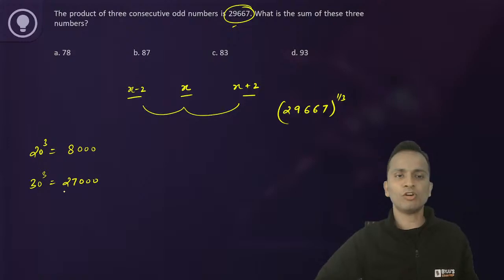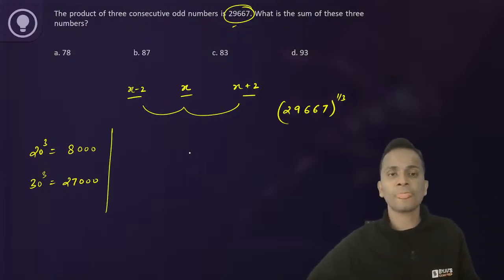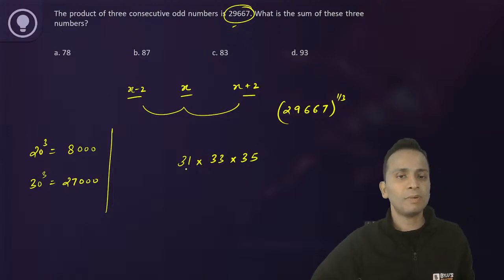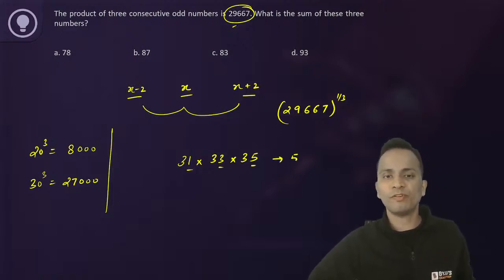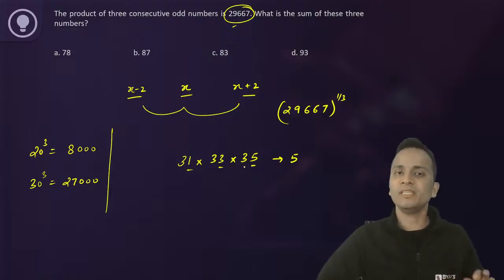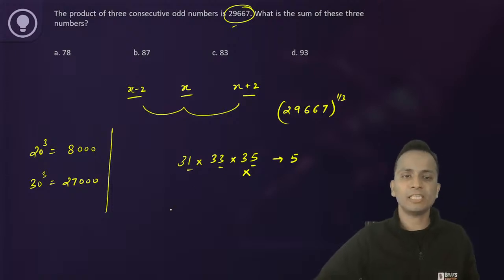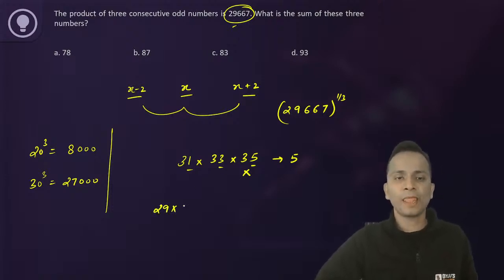So I can say that one of my numbers can be near to 30. Hit and trial chal raha hai bilkul. Okay. So let's say the numbers are 31, 33 and 35. So let's say these are the three consecutive odd numbers. But if I'll multiply them, the unit digit will be equal to 5. So these cannot be the three numbers. Okay, so I'll remove this and इससे पहले चले जाते हैं 29, 31 and 33.